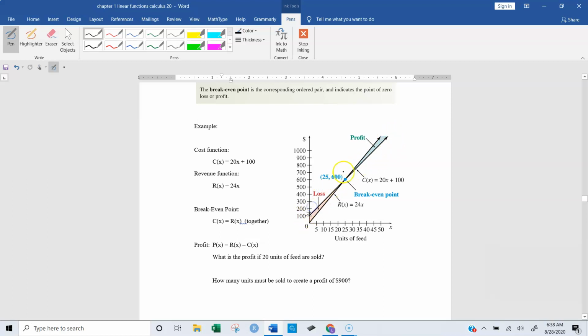So right here, until the break-even point, if you noticed here, my cost line is higher than my profit line. So I am losing money. At the break-even point is where they switch, and my profit line is higher than my cost line. So this is where I start to make money. The more I sell now, the more profit I make. Right here is your break-even. So that's when cost matches revenue.